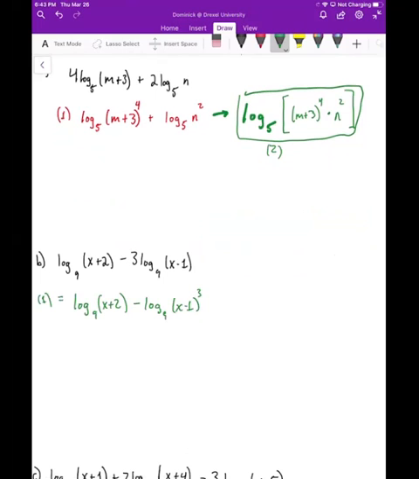And now since the top term, or sorry, the left term is positive, that is going to go in the top of the fraction, and then the (x minus 1) to the 3rd will be in the bottom. And then that's our solution there.